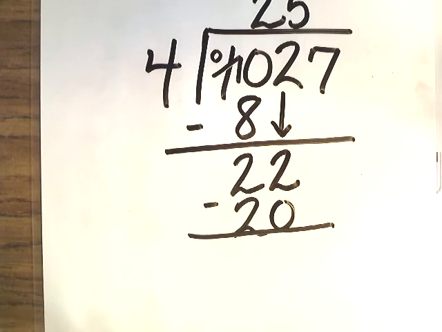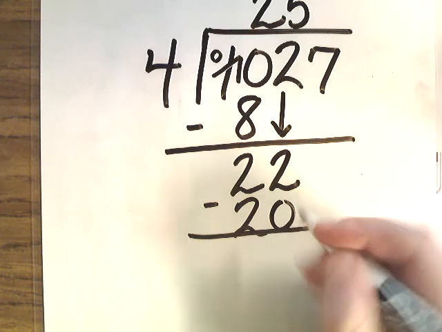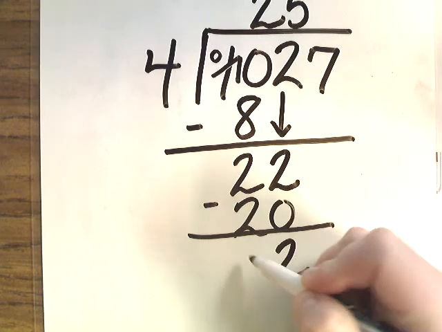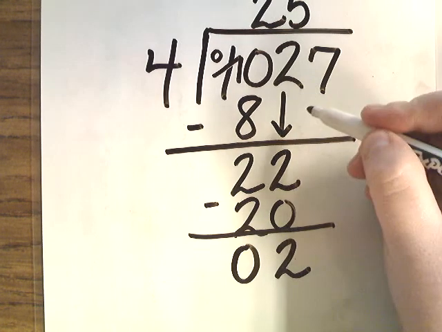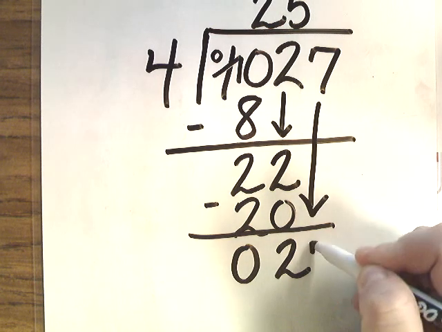Whoa, I totally messed up on that. 2 take away 0 is 2. 2 take away 2 is just 0. And we have a number to bring down. We have to bring down that 7.